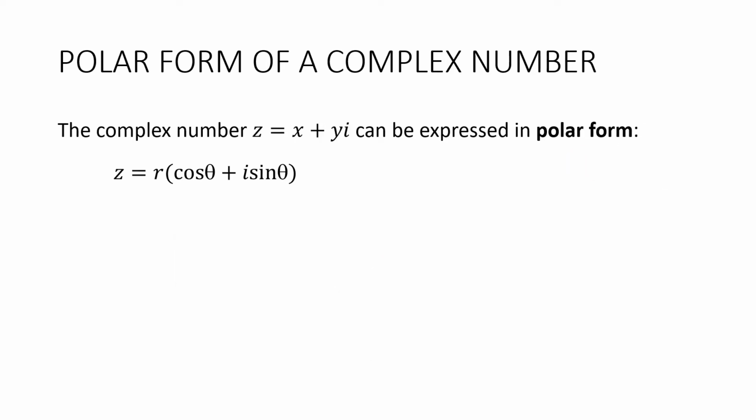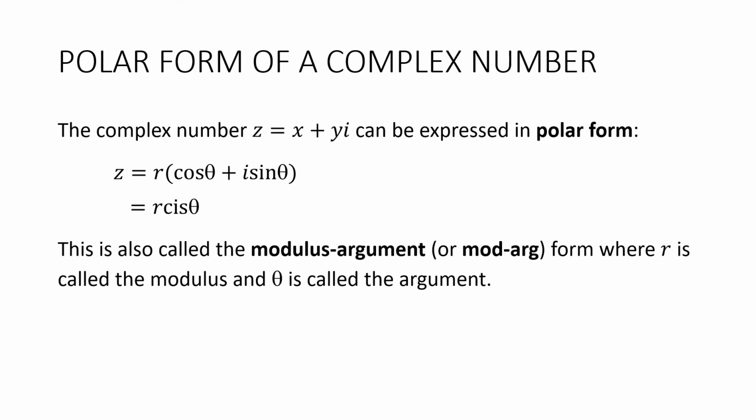And so instead of writing the complex number as x plus yi, we can write it in polar form, which is r, and then in brackets cos theta plus i sin theta, which we can abbreviate as r cis theta. This stands for cos theta plus i sin theta. This is also called modulus argument or mod-arg form. r is called the modulus, it's the length of the vector, and theta is called the argument, it's the angle of turning. And x plus yi is called Cartesian form.